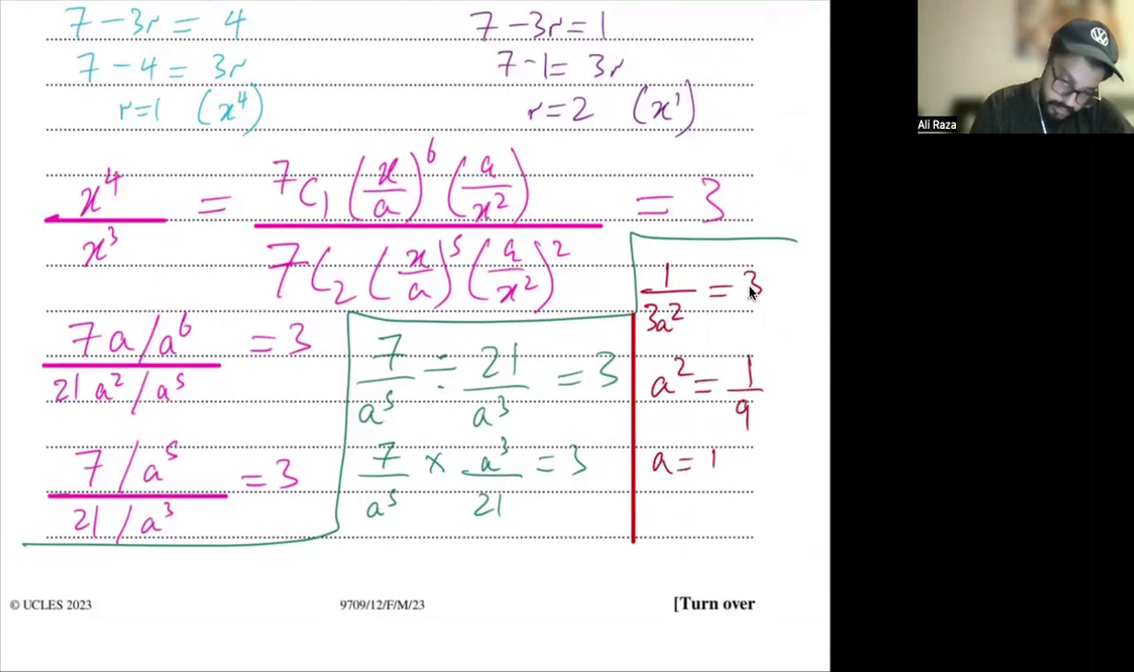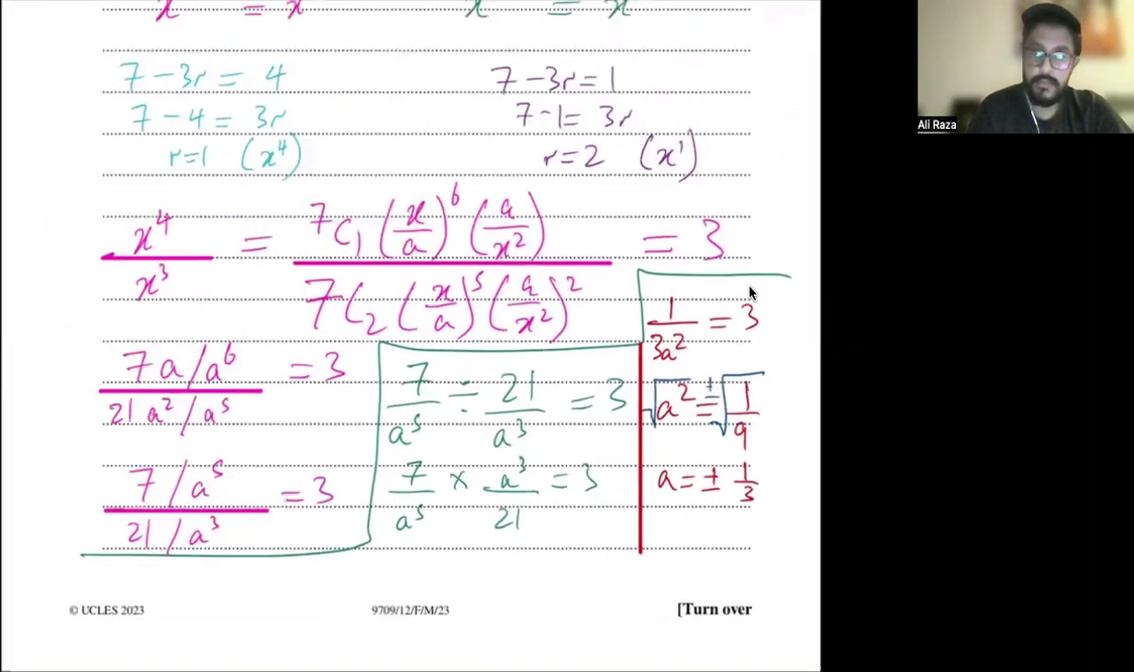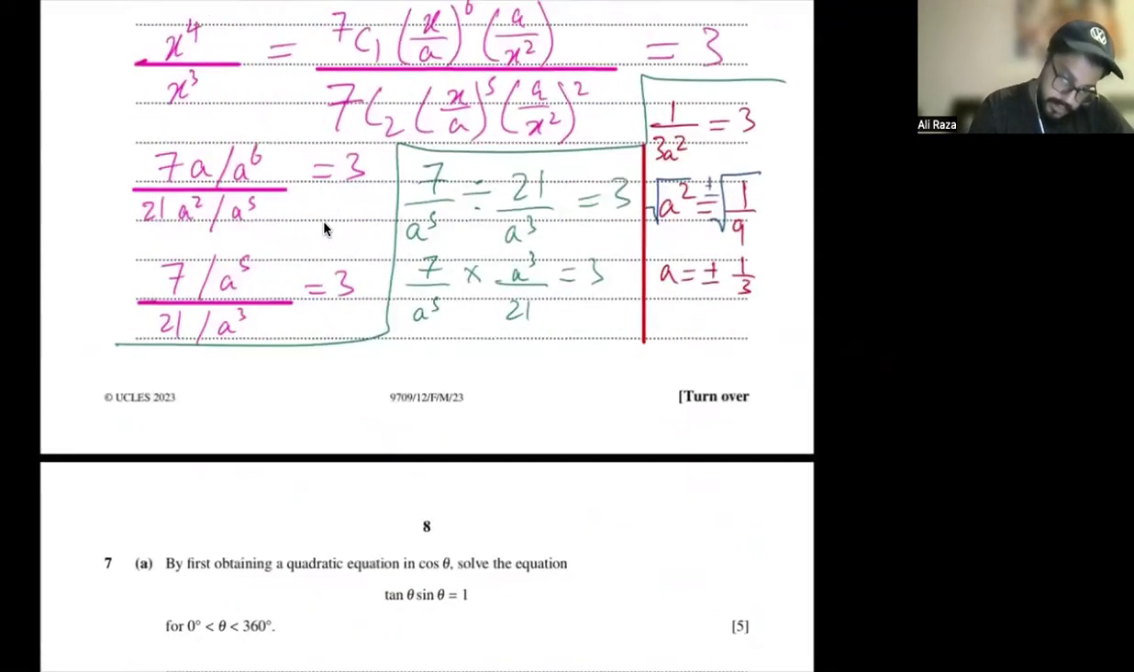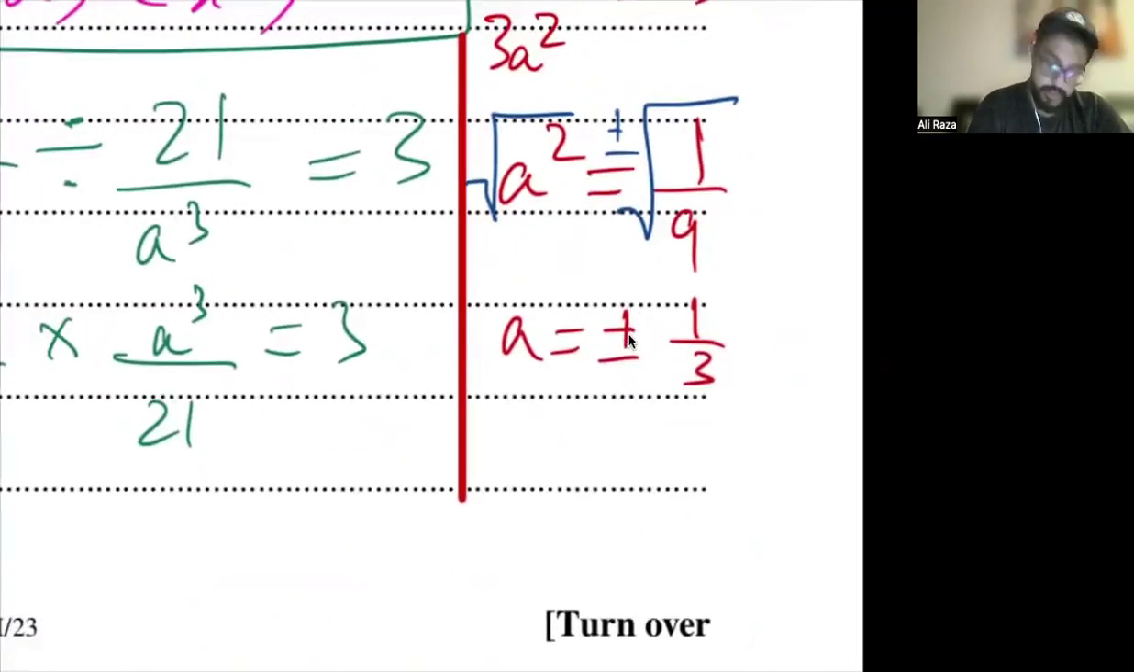A is equal to plus minus 1 over 3 when I apply square root on both sides. Now the question here said find the possible values of the constant a. So we won't reject either of these two values, and this would be our final answer.